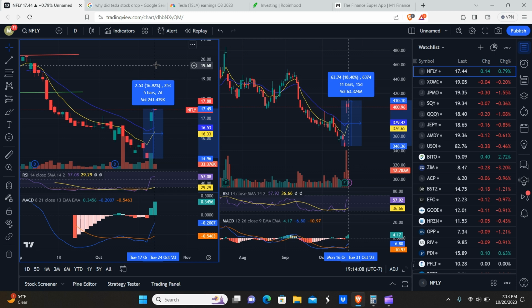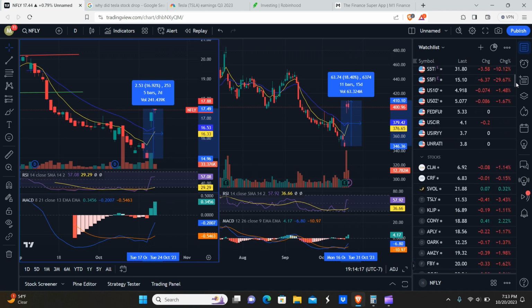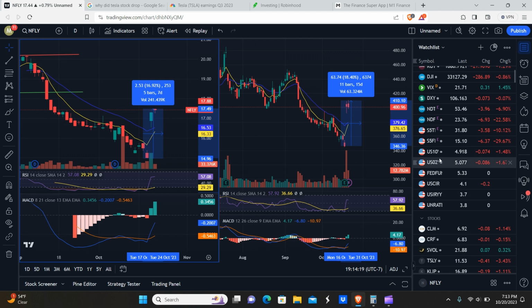But hey, let us know your thoughts down below. What do you think? Do you think they're going to go down over time? Do you think they're going to go up over time? Do you think that the yield curve is going to uninvert soon? As you guys can see here, we're pretty close to uninverting.